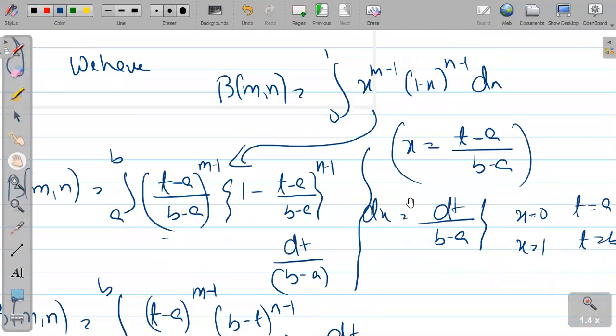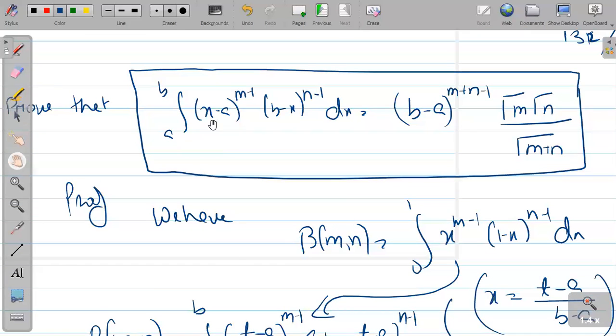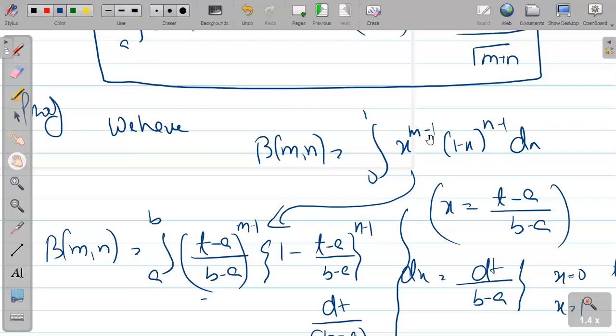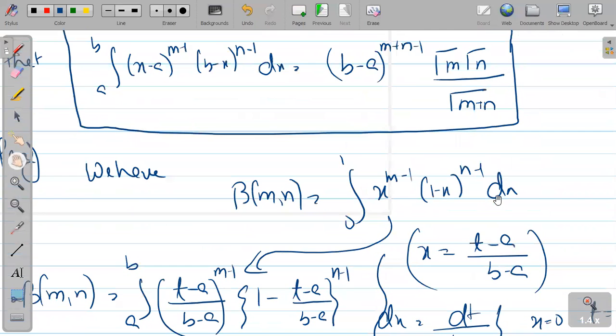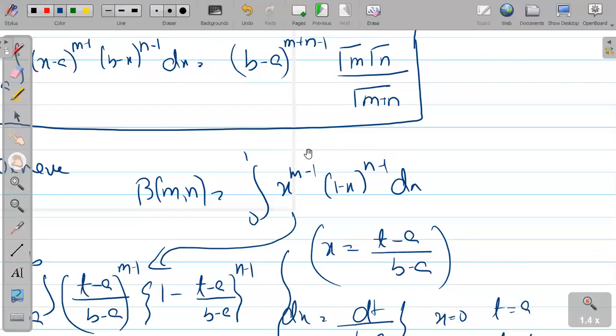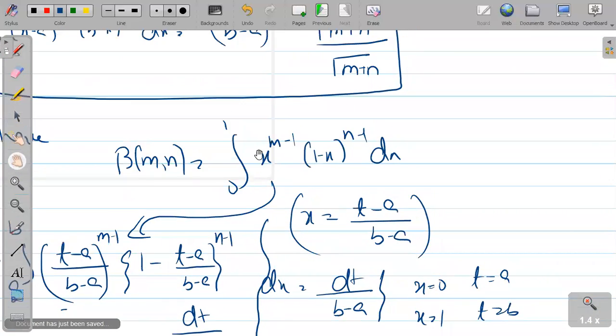So I am writing, and again the limit should be changed. And again it is what? X to the power m minus 1, it is x minus a. So here I am writing x is equal to t minus a, because t minus a to the power m minus 1, same limit and b minus a to the power m minus 1. So that I will get the idea. I'm not able to understand. Could you please repeat again?